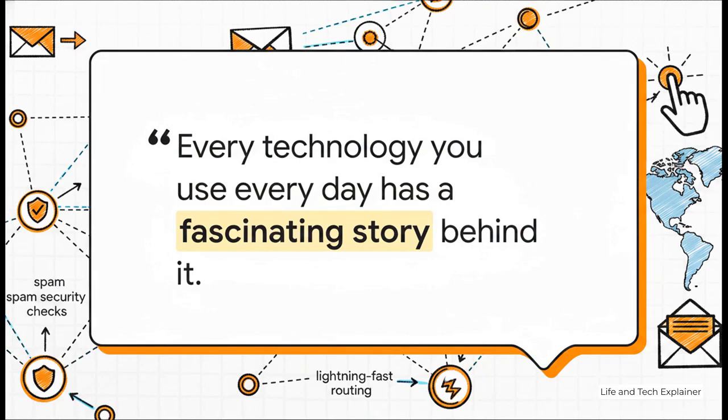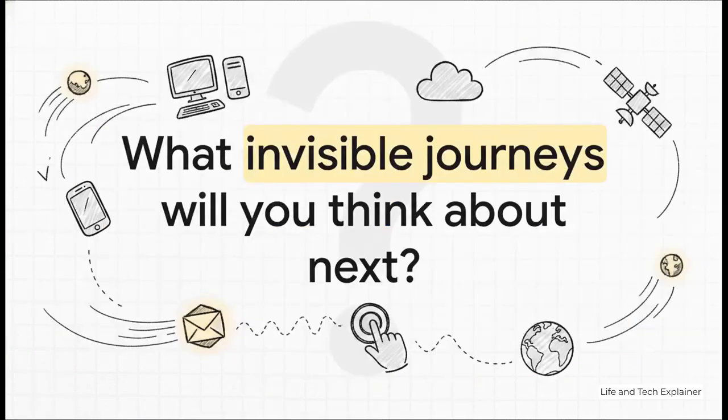You know, it's often said that every technology you use every day has a fascinating story behind it. And it's so true. The incredibly mundane act of clicking send hides a massive global relay of rules, protocols, spam security checks, and lightning-fast routing that we just completely take for granted. So the next time your seemingly simple text message or file attachment lands on the exact opposite side of the world in under half a second, maybe take just a moment to appreciate the incredible, invisible postal system working tirelessly behind your screen. It really begs the question, what other invisible digital journeys are happening around us every single day?